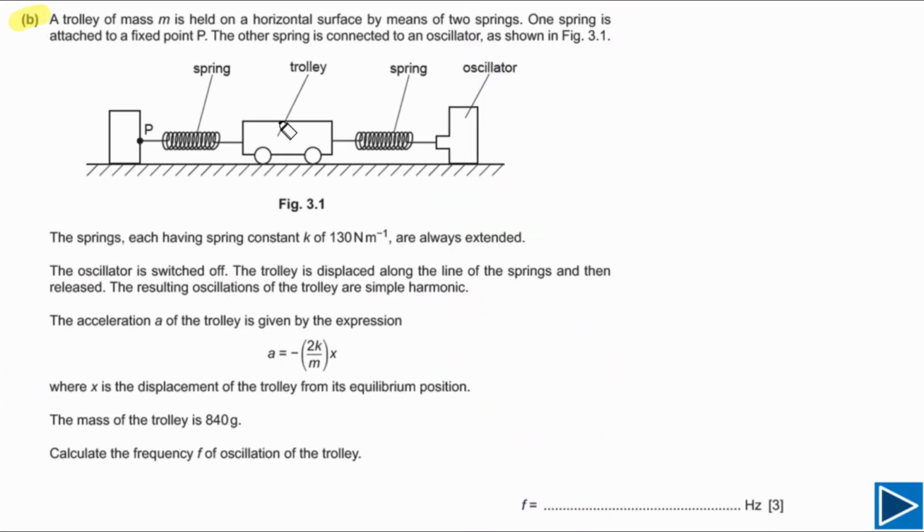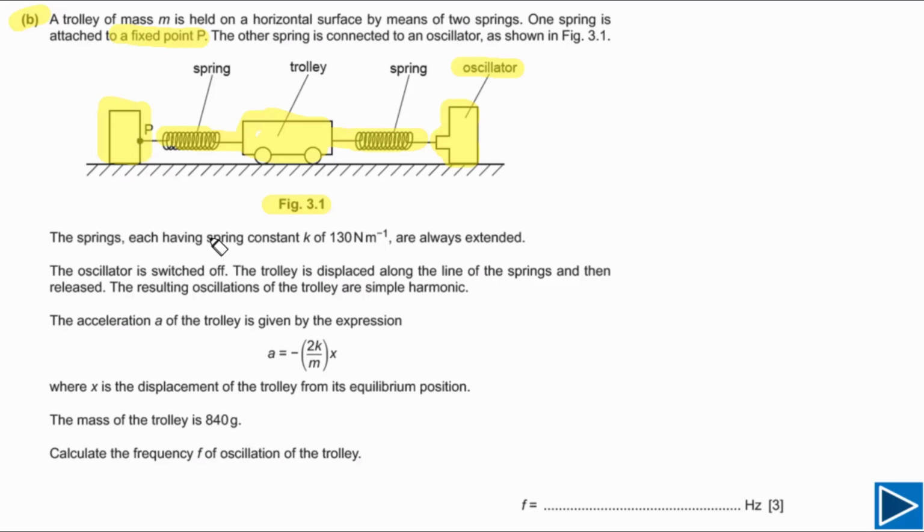For part B, a spring mass system is given. As you can see in figure 3.1, one oscillator is attached at this point. Then a spring is attached to the oscillator and the trolley. After the trolley, there is another spring, attached to the trolley and also to a fixed point P. It is given in the question that it is attached to a fixed point, meaning it cannot move.